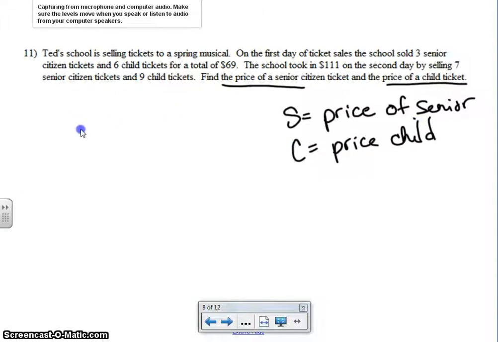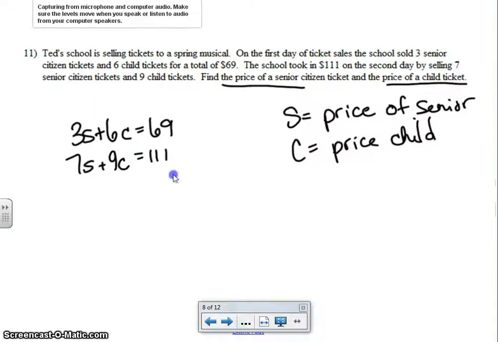So setting up my system, 3 senior citizens plus 6 children, total $69. And then the second day, $111. 7 seniors and 6 children again. No, 9 children. I need my bifocals on.